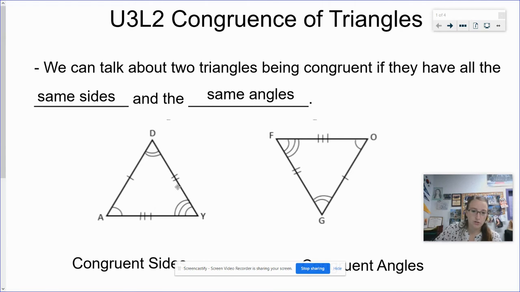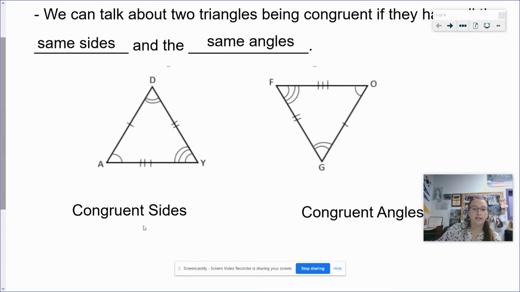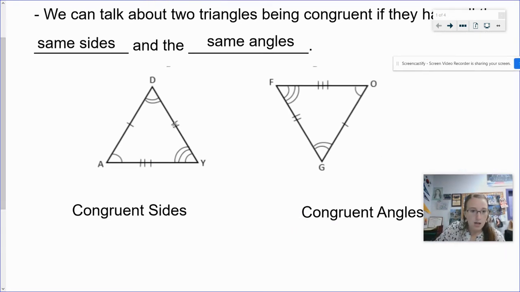So looking at these pictures, obviously these pictures look a little bit different because one triangle is pointing up and one triangle is pointing down, but it really is the same triangle, and here's how we can see why. Notice again, we've talked about these little markings. Remember, these are my markings for congruent sides. These are my markings for angles.